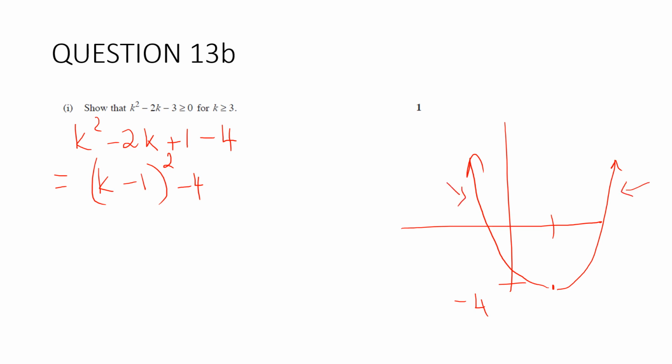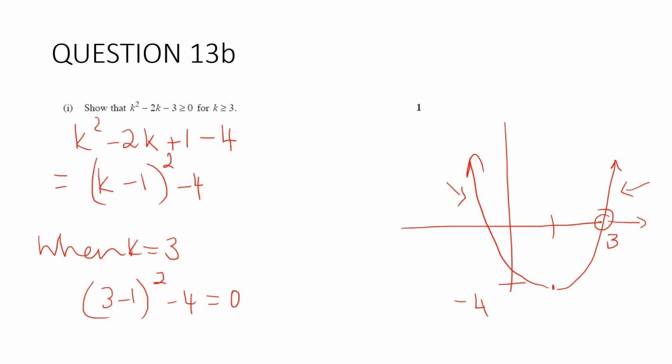What is this coordinate here? Let's substitute in 3. So when k is equal to 3, we have got 3 take 1 all squared take 4, which is 2 squared take 4, which is 0. So that is 3. So we can see from the diagram, because this is k, that when k is greater than or equal to 3, this is above the x-axis, so it is greater than or equal to 0.